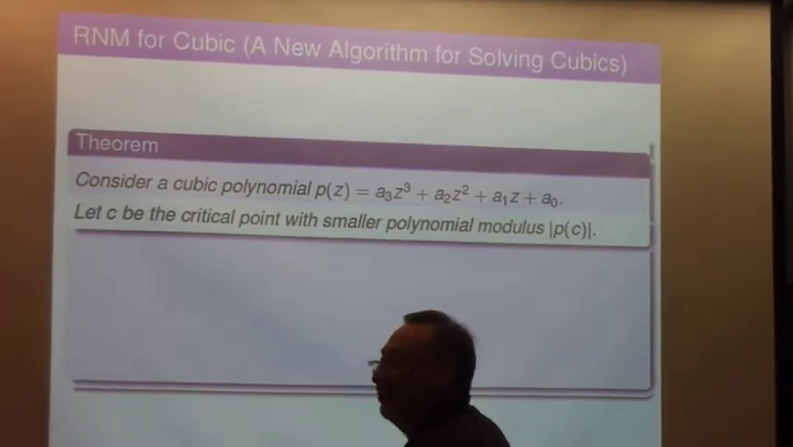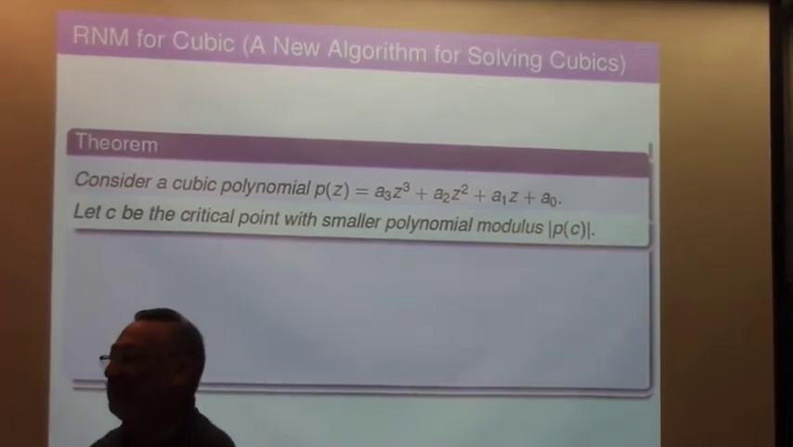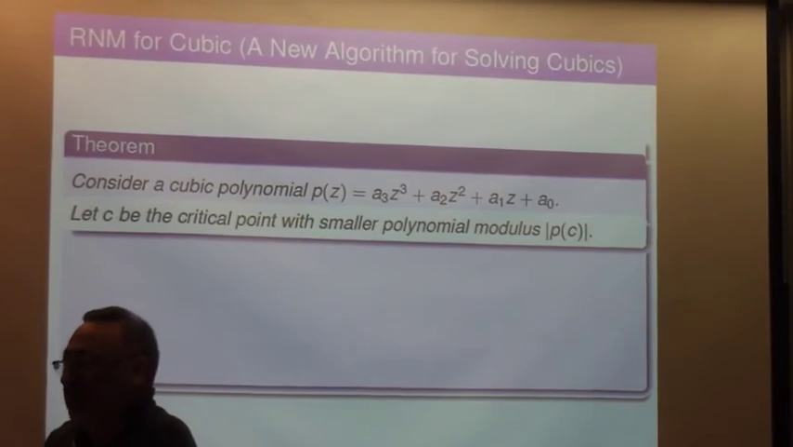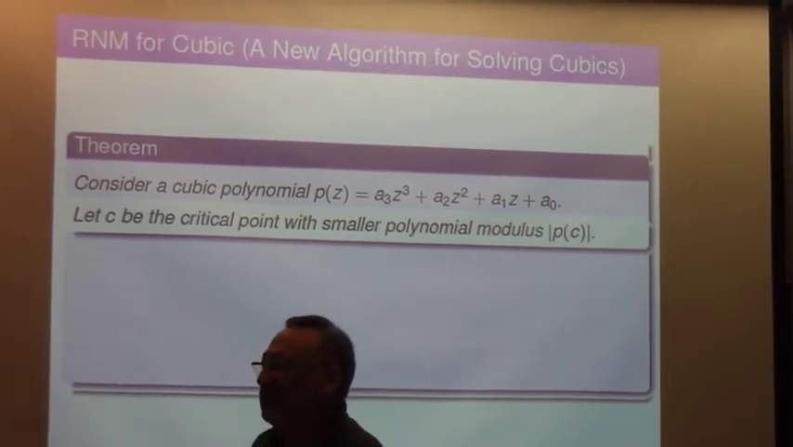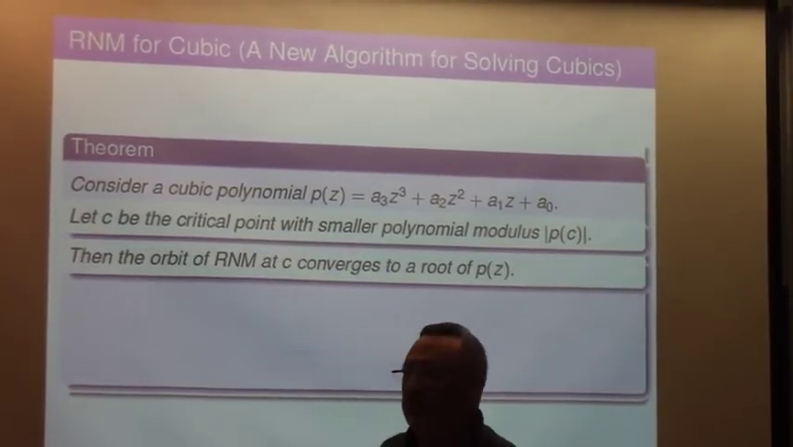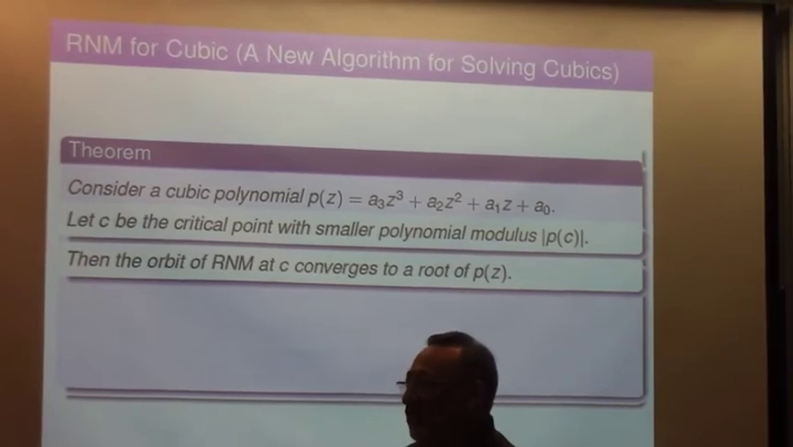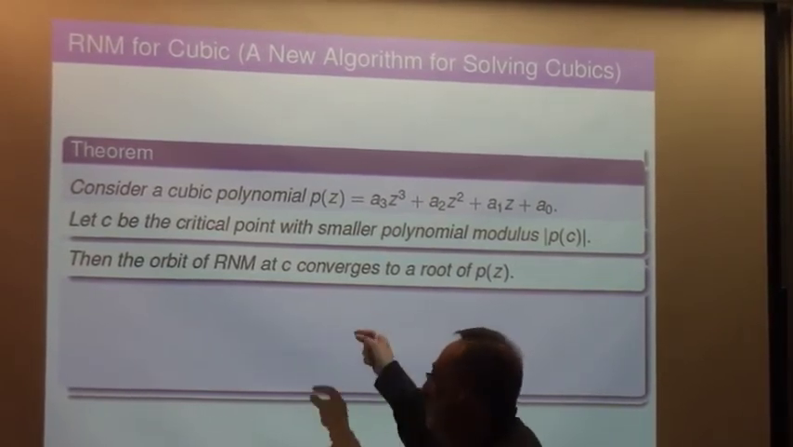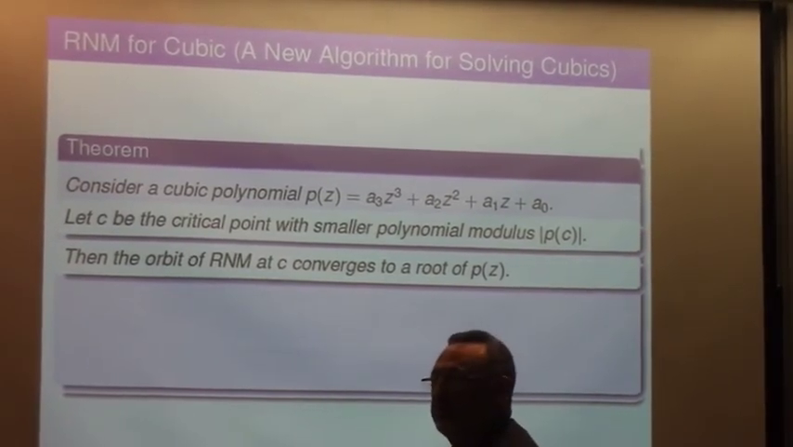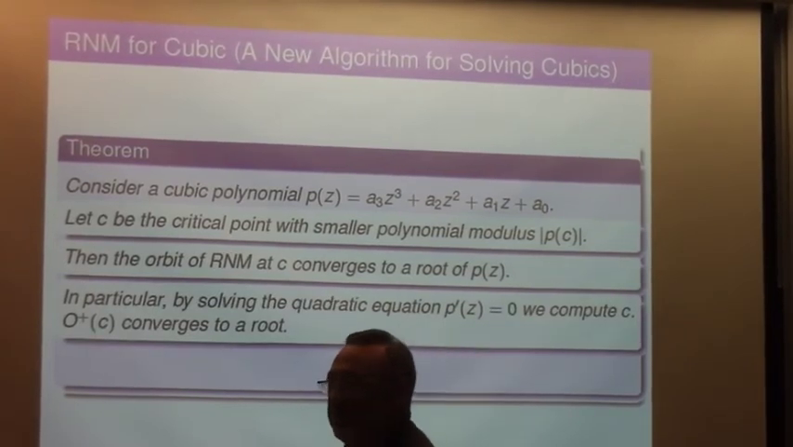Let C be the critical point which has a smaller modulus. That's a 2. So you solve a quadratic equation, you evaluate the moduli at these points, take the smaller one, maybe they're equal, doesn't matter, then start the robust Newton method. It will definitely converge to.